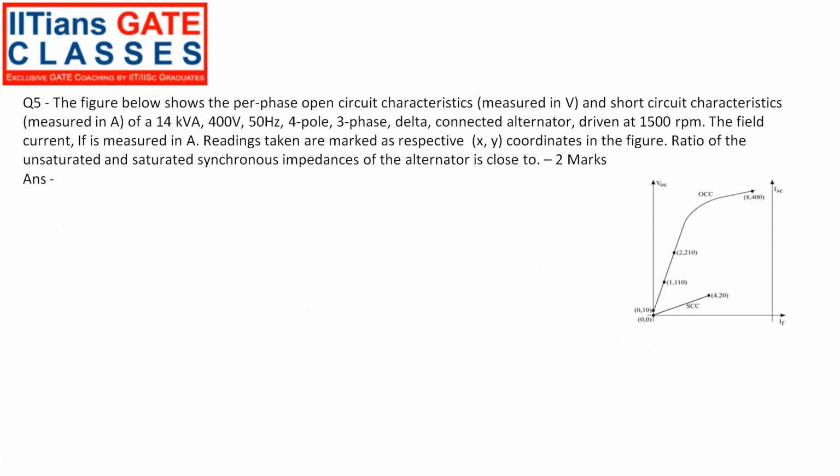It is a 2 marks question from synchronous machines. So what does this question say? They have given us a figure which shows the per phase open circuit characteristics and short circuit characteristics of a 14 kVA, 400 volts, 50 Hz, 4 pole, 3 phase delta connected alternator driven at 1500 rpm. The field current IF is measured in amps. The readings are marked in XY coordinates.